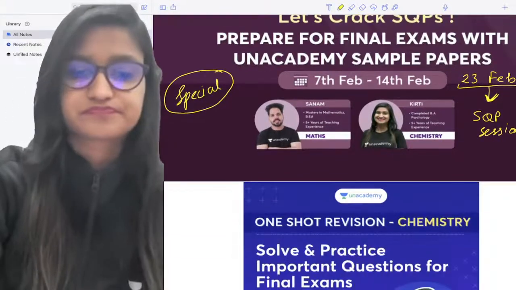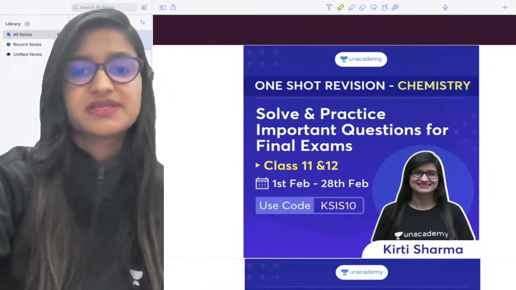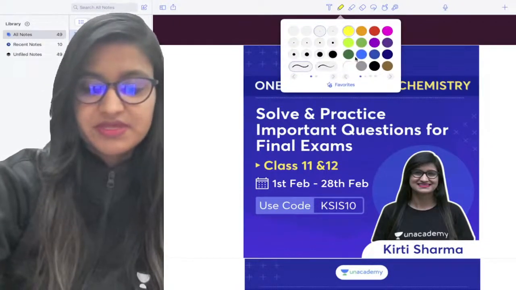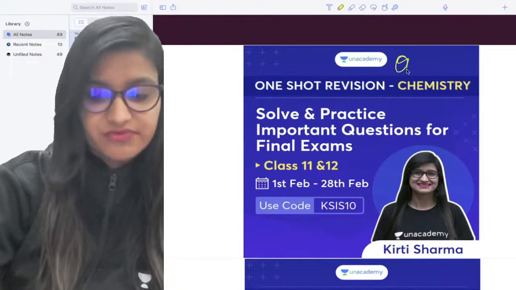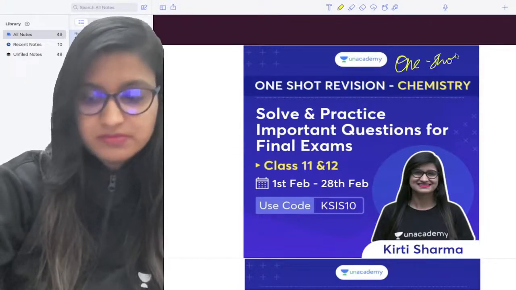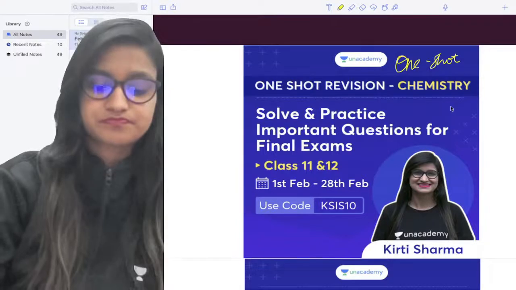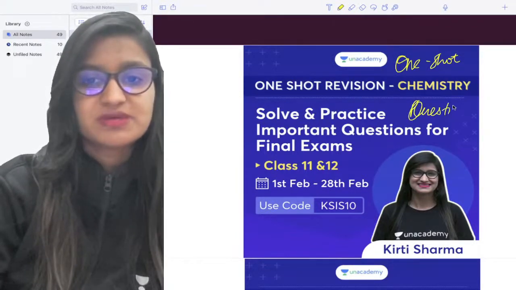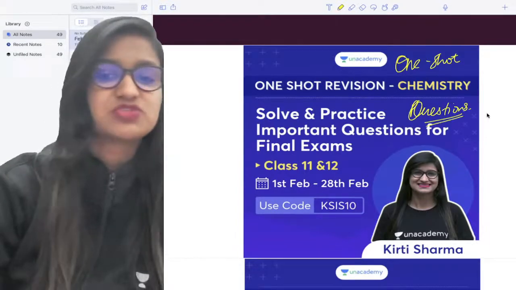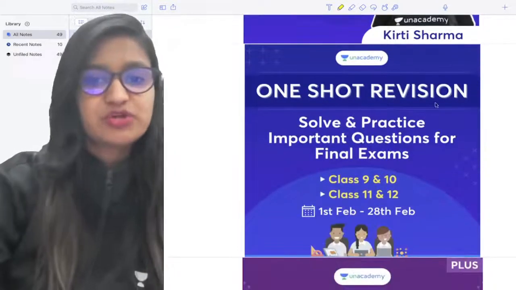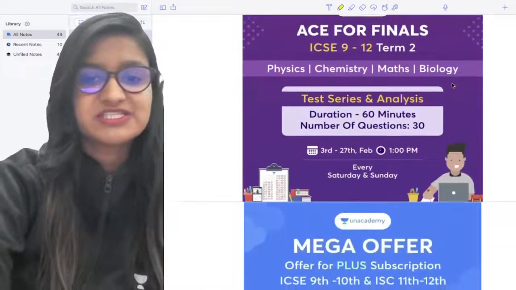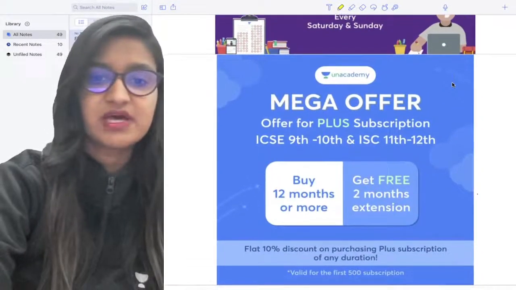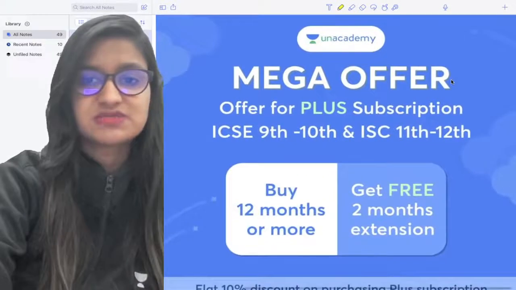ठीक है, now it is one shot revision. आपको पता है like how are we preparing कि we are doing one shot session सबसे पहले, and then उसके important questions. ठीक है ना, उसके questions हम लोग कर रहे हैं. One shot revision, you can see here, ACE for finals, and at the end I would love to show you about this mega offer.